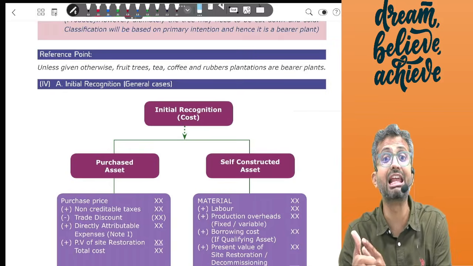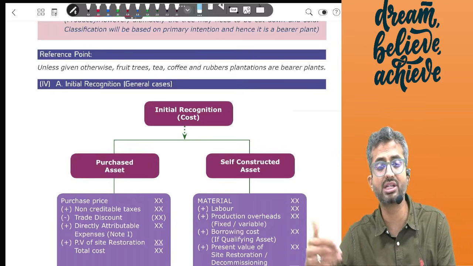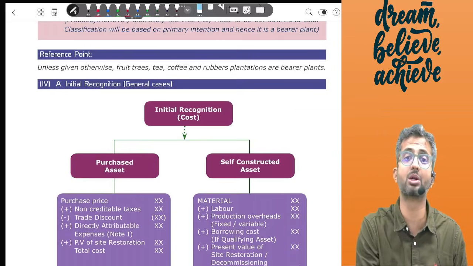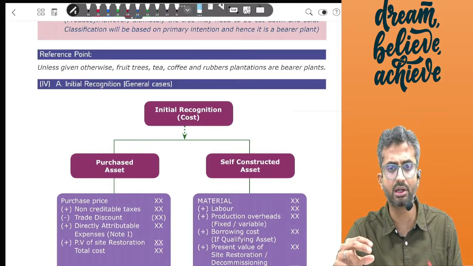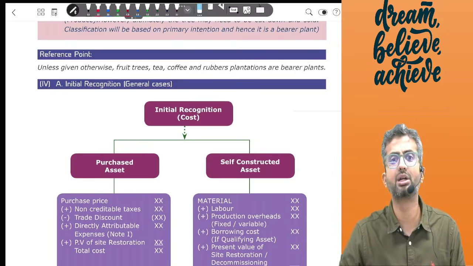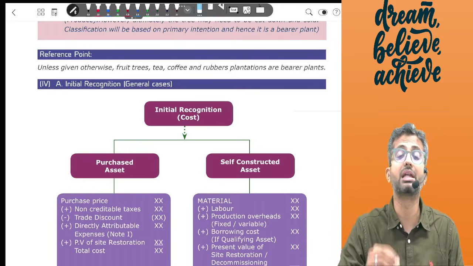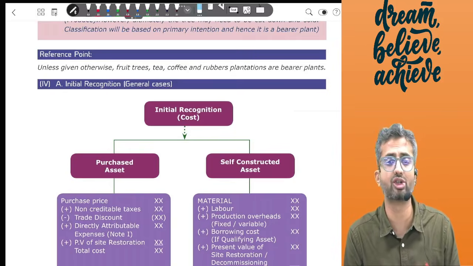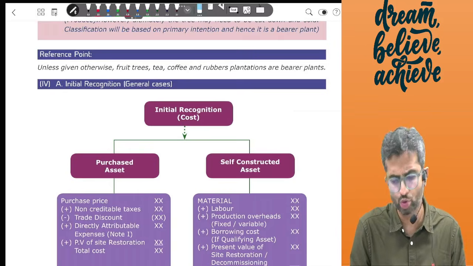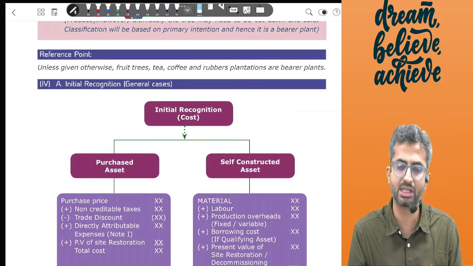Now how do you determine cost? Purchase price less trade discount. Remember, cash discount is defined as a discount linked to early payment. Trade discount is a discount other than cash discount. So purchase price minus the trade discount, plus non-refundable, non-creditable taxes, plus directly attributable expenses which are necessary to get the asset to the location and condition desired by the management, that is, ready to use condition. All of these will be added into the cost for a purchased asset.